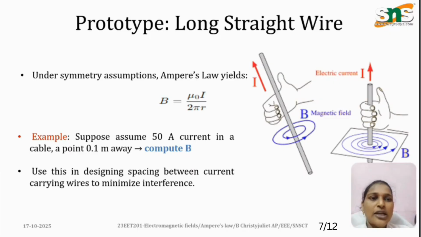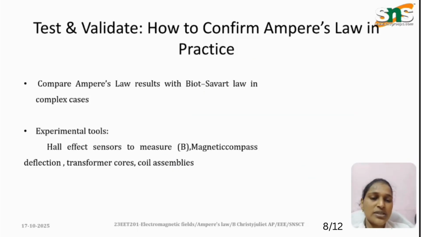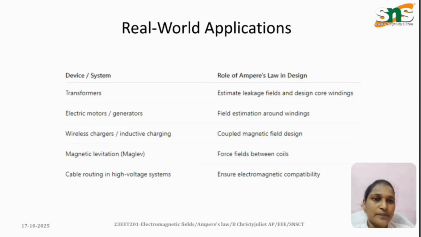Suppose we are considering a long straight wire in which 50 amps of current is flowing, at a point 0.1 meter away. For this case, the formula will be B is equal to mu naught I by 2 pi R. We know the current value, which is 50, and we know the distance from the cable, which is R equal to 0.1 meter. Therefore, by substituting all these values in the equation, we can easily estimate the flux density produced by the current around the conductor. Use it for deflections and transformer core and coil assemblies.